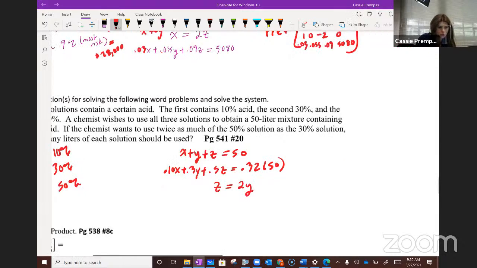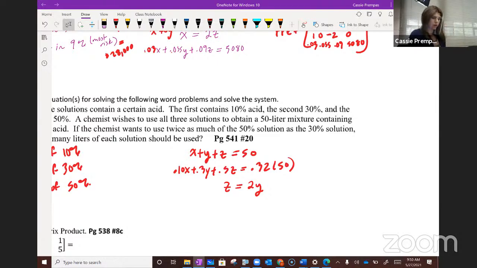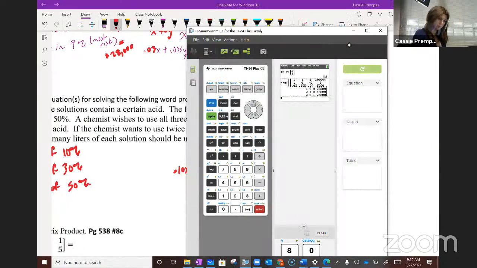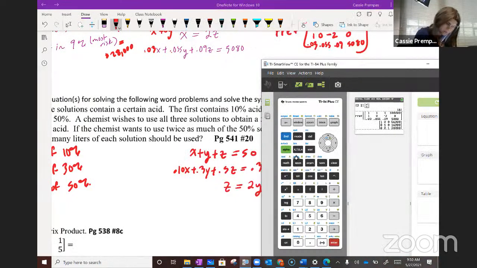Wait, what is this next one? Yeah, it's just 6.1. So in our RREF, yep. Okay, wait, I'll do 6. Second, or no, this would be on second.